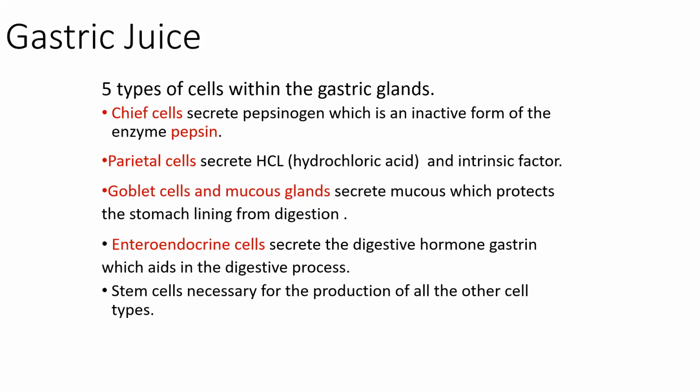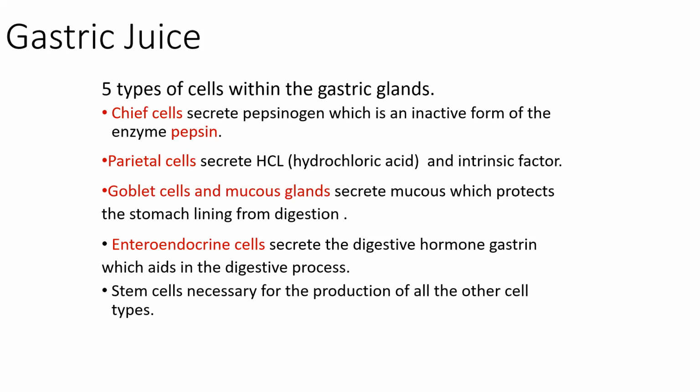The next set of cells we have are the goblet cells and mucus glands. The mucus is heavily alkaline to neutralize the hydrochloric acid. It lines the wall of the stomach. So we have this thick layer of mucus neutralizing the stomach acid. Otherwise the acid would eat right through the wall of the stomach. Even though the cells are held together with tight junctions, they're not acid proof, but the layer of mucus makes them acid proof. Otherwise we'd have bleeding ulcers all the time in our stomach.